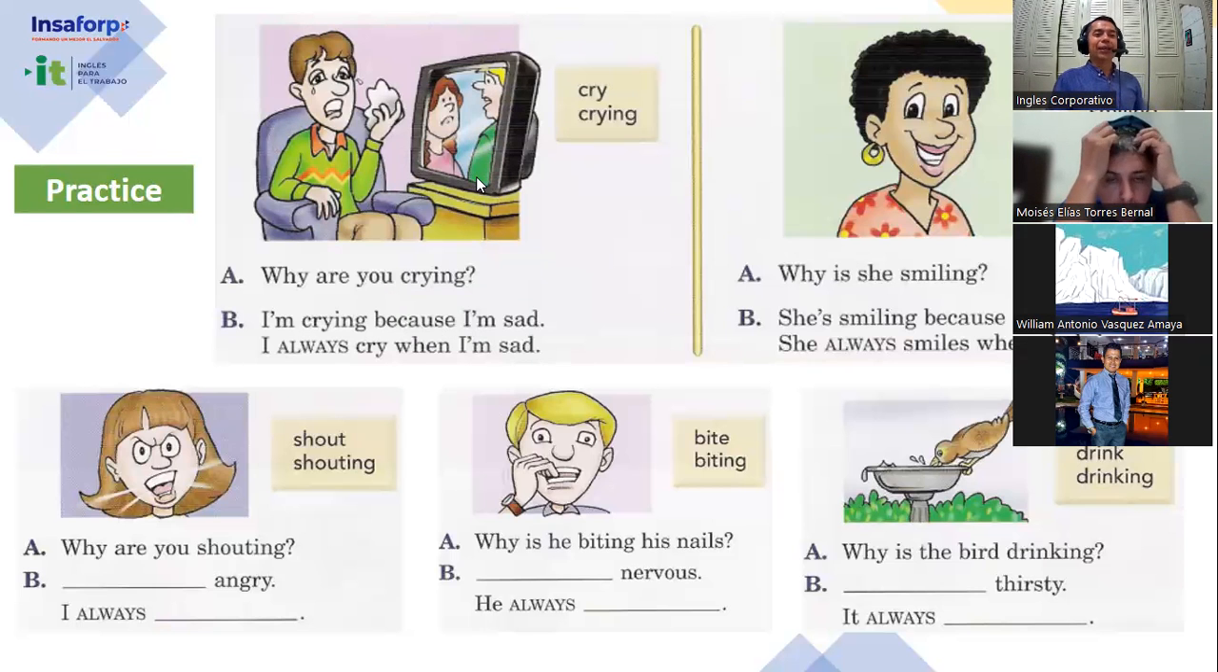Okay. Why are you crying? I am crying because I am watching Hachiko. I am watching El Niño de las Pijamas. Okay. I am crying because I am sad. I always cry when I'm sad, simple present, I'm sorry. I am crying, present continuous. I always cry, simple present. Why is she smiling? She's smiling because she's happy. She always smiles when she's happy.